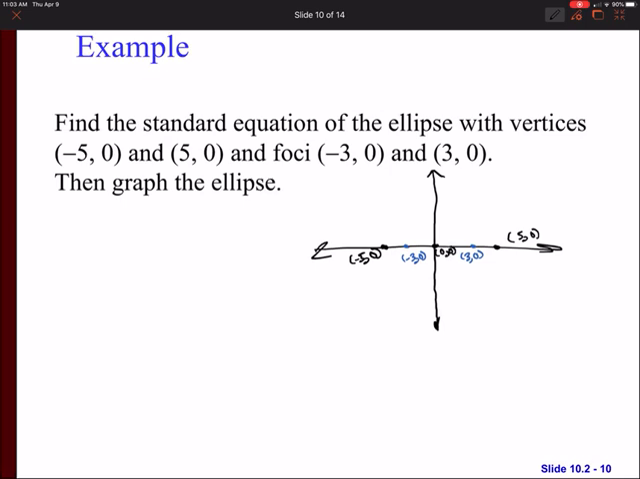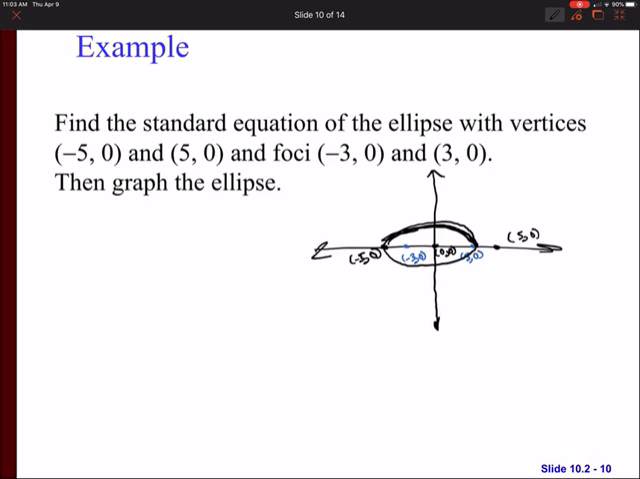Now we've got enough to sketch the graph of the ellipse, so we'll go ahead and do that. There's a picture of its graph, there's our ellipse graphed in there. And again, it looks like a circle stretched out horizontally along the x-axis.